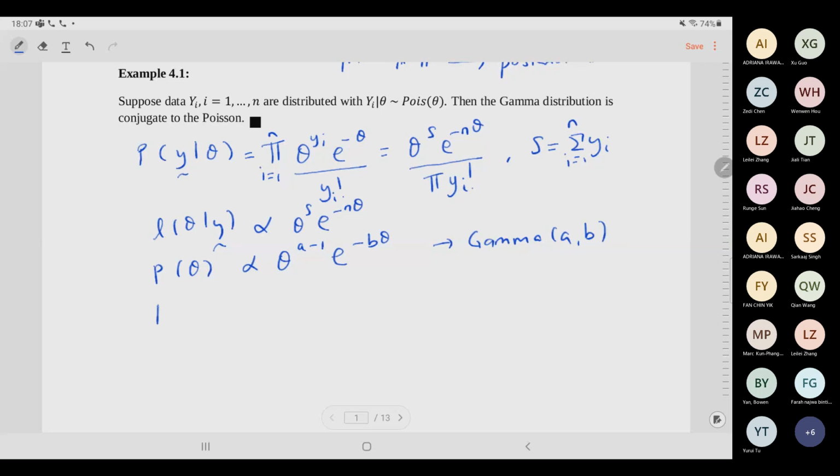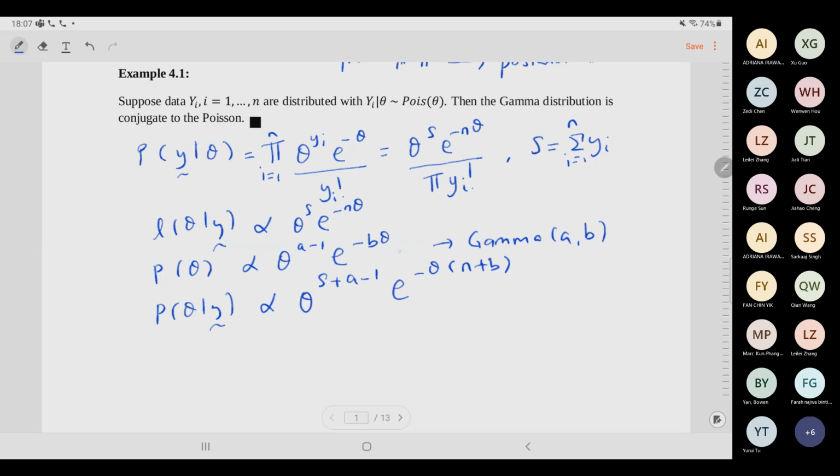So your posterior, if you multiply your likelihood with your prior, you can see it has the same form: theta power something and exponential minus theta times something. That's a sign that they come from the same family. And then you have exponential minus theta multiplied by some constant. If you look over here, this would be your gamma kernel.